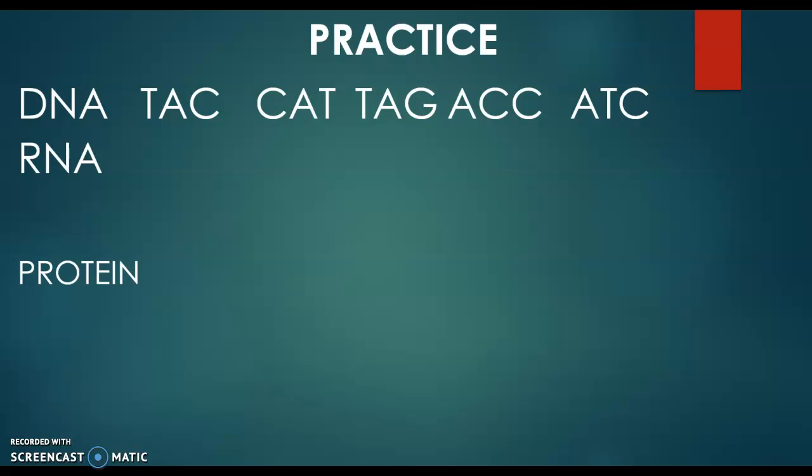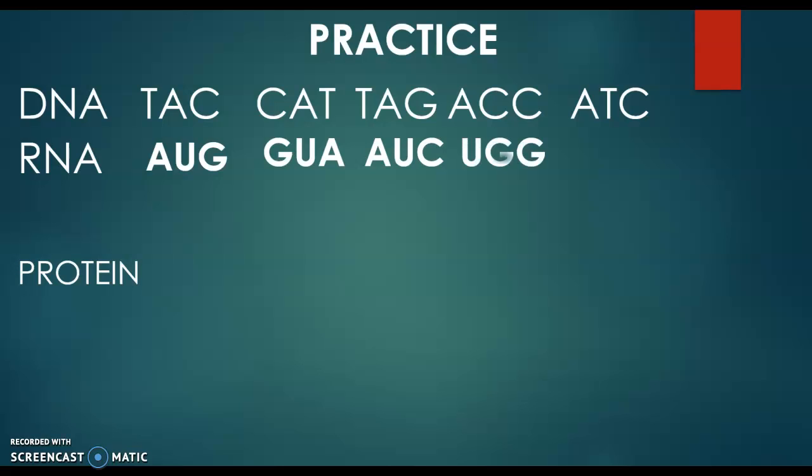For some practice, we could take each of these and go through them. So we've got TAC in DNA would transcribe into AUG. CAT would be GUA. TAG, AUC. ACC, UGG. And then ATC is UAG.